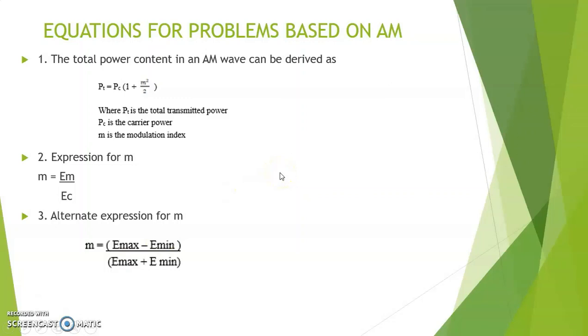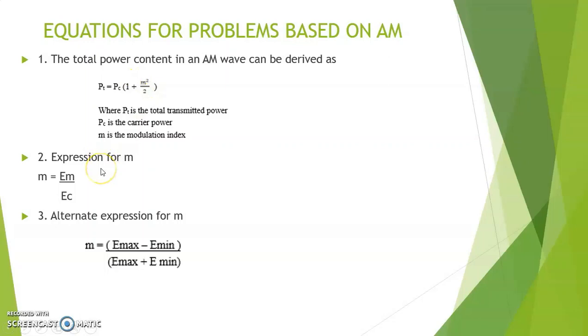Now in order to do some equations for the problems based on AM, we have 3 expressions. One is the first term, that is given by the total power content in an AM wave. There is a derivation for this, but we don't have to study in detail. It is given by power total is equal to power carrier into 1 plus m squared by 2. So this is the total power of the amplitude modulated wave. This is the power of the carrier component. This is the modulation index.